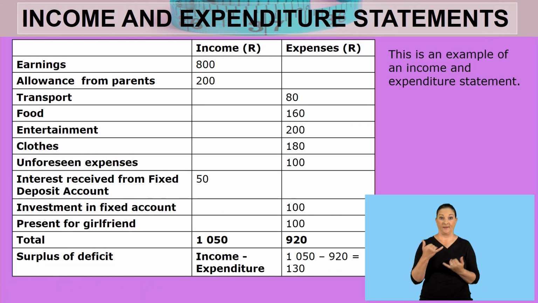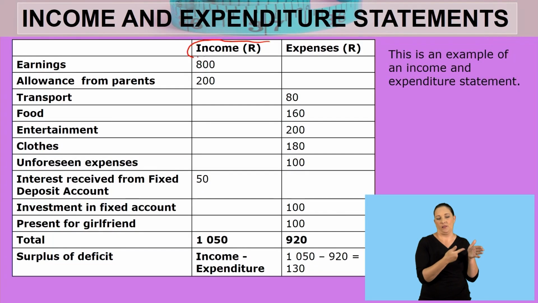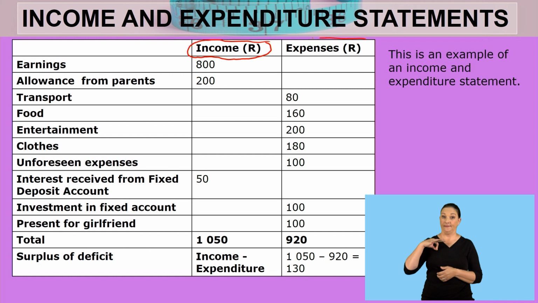This is an example of an income and expenditure statement. So again, very similar to a budget, but remember this is actual costs. In this case, incomes, expenses, and then at the bottom, income minus expenses to check if we have a surplus or a deficit.